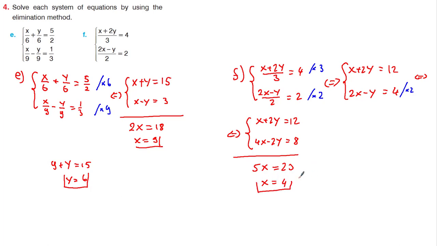After finding x, you substitute in either one of these equations, doesn't matter. Let's substitute on the first one. So 4 minus 2y is equal to 12. Negative 2y is equal to 8. After dividing by negative 2, y is equal to negative 4. So this is how we solved the last example from exercise 4.